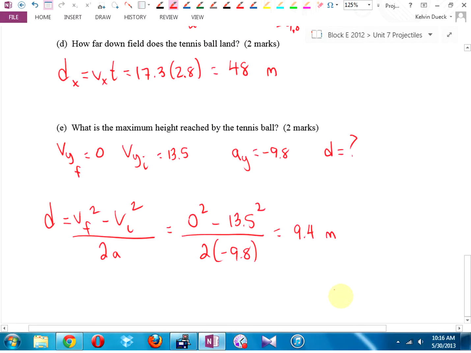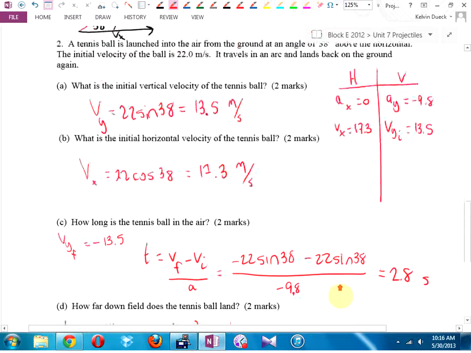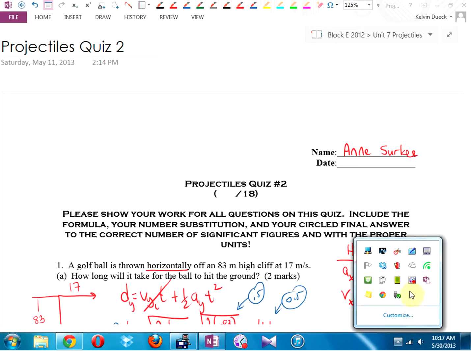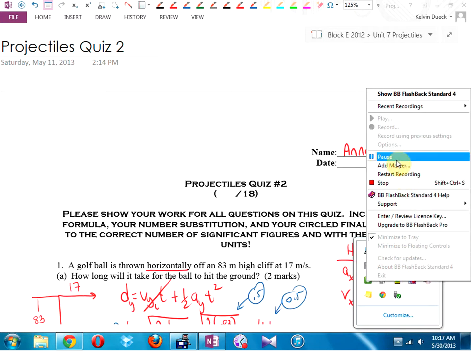And again, 1 mark for the formula, half mark for the numbers, half mark for the answer. Can you give yourself a score? This quiz, is it out of 18? My math is correct. Give yourself a score out of 18, please, and pass them inwards once you have done so.